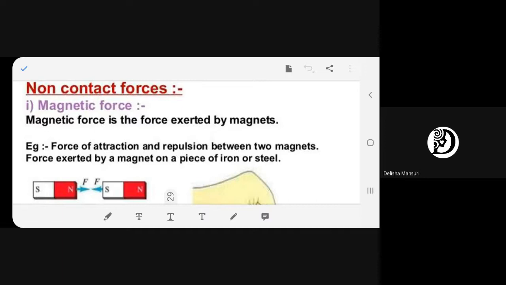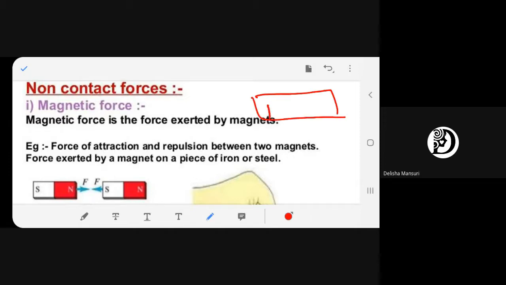So who is important? The magnet is important. It's not the other way around. The object is not exerting force on the magnet, but it is the magnet which is exerting force on the other objects. And what are those other objects? They are iron or steel. Okay? We also know that a magnet has got two poles, north and south.